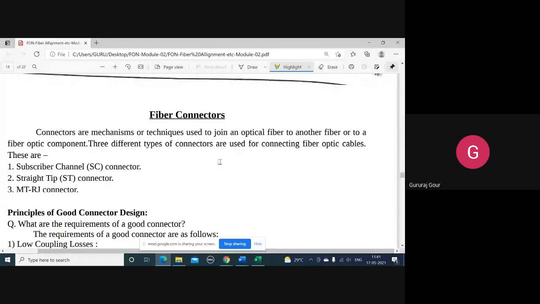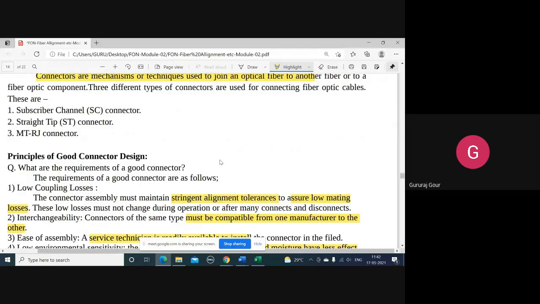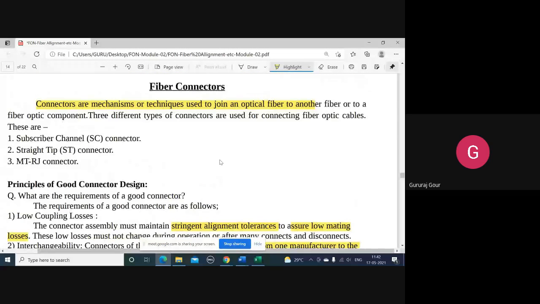Later we get the fiber connectors, which are decoupled; you can mount and unmount at any time. Connectors are mechanisms or techniques used to join one optical fiber to another optical fiber without a permanent joint, as you can see. Three types are there: subscriber channel connector, straight tip connector, and MT-RJ connector.